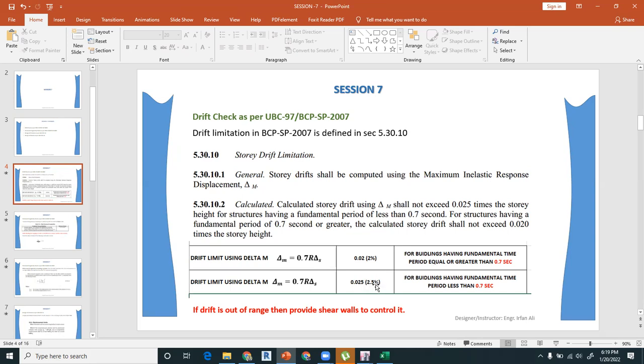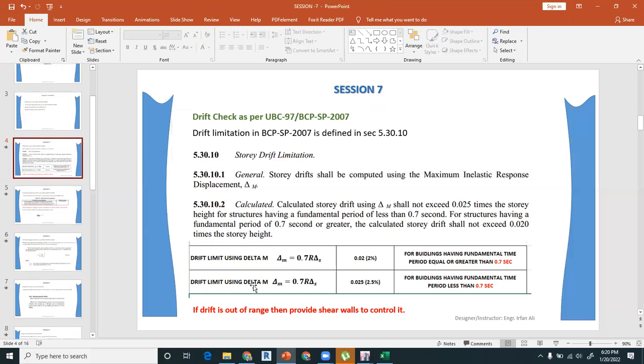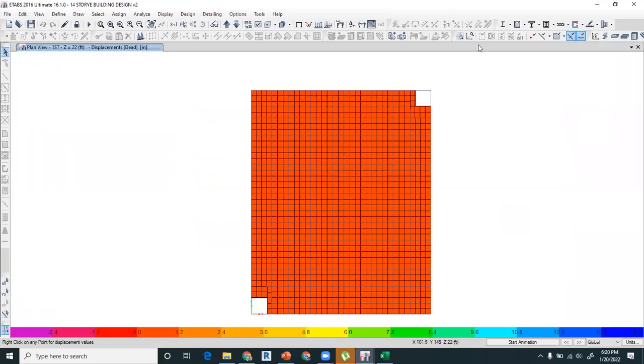The second option is if the building has a fundamental time period less than 0.7 seconds, then 2.5% drift is the limitation, right? So you have to first of all check the fundamental time period for the building. So you can select the limitation, whether it is 2% or 2.5%. And then you have to multiply the delta S coming from ETABS with R and 0.7 to get total delta M, right? So let us go to ETABS and let us see our fundamental time period.